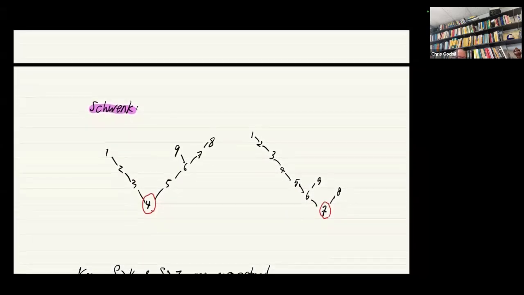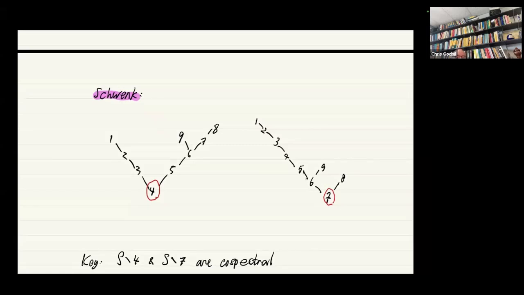Now, a big theorem about trees is due to Schwenk, who proved that the proportion of trees on n vertices that are determined by their spectrum goes to zero as n goes to infinity. So this is the opposite of the situation for graphs in general. The spectrum is not a useful invariant in distinguishing trees.